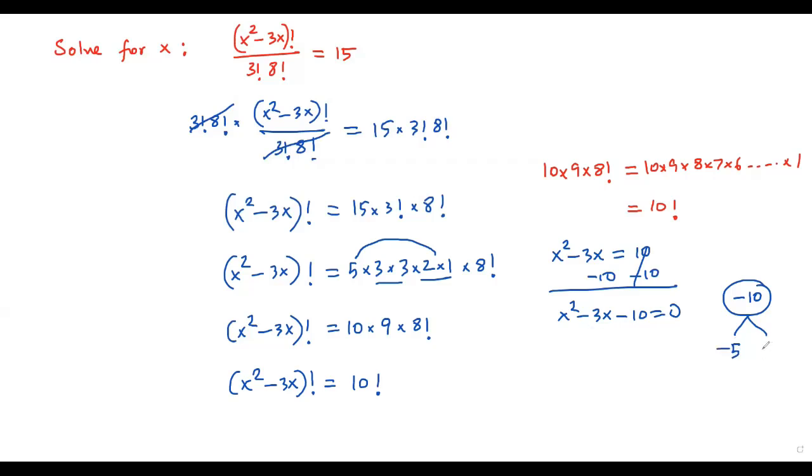I think negative 5 and positive 2 will work. When I multiply negative 5 and positive 2, that is equal to negative 10. When I add them, negative 5 and positive 2, that is equal to negative 3.